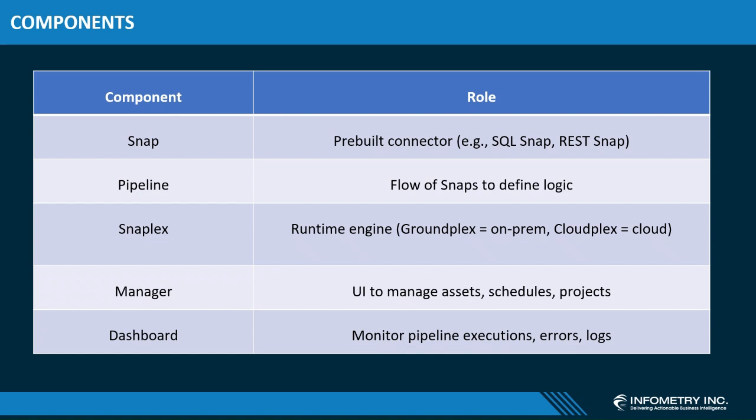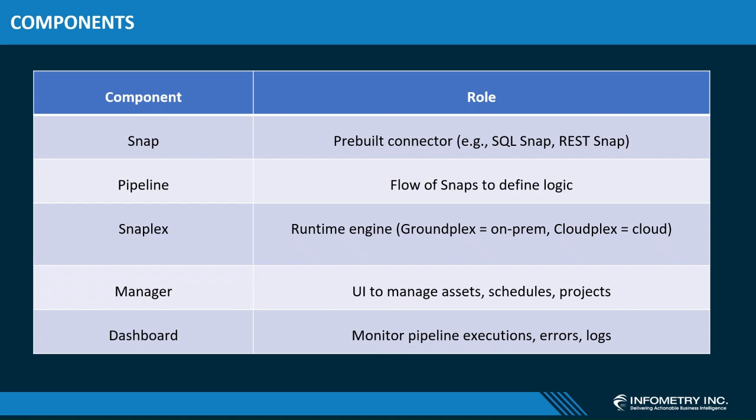Snaplex. These are execution environments. Cloudplex runs in the cloud, while Groundplex is installed on-prem, for companies that need to keep data inside their private networks. SnapLogic Manager. This is where you can manage your projects, schedules, permissions, versions, and deployments. It's more like an administrative control panel.